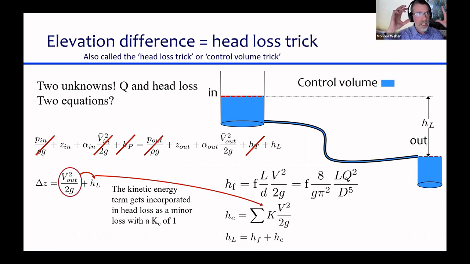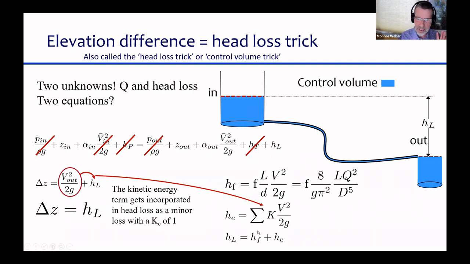So the change in energy as the water is exiting the pipe and falling into this big lake or tank, that energy loss is inside my control volume. And so I need to add that K to my minor loss coefficient. That means my minor loss coefficient increases by 1, because I have that K from losing all of that kinetic energy as the water exits the pipe. And in that case, delta Z is just equal to head loss.